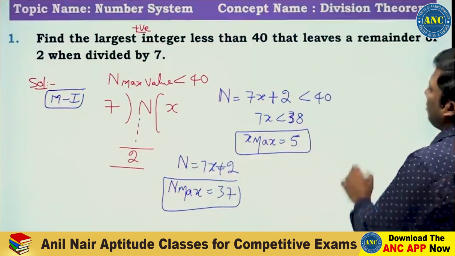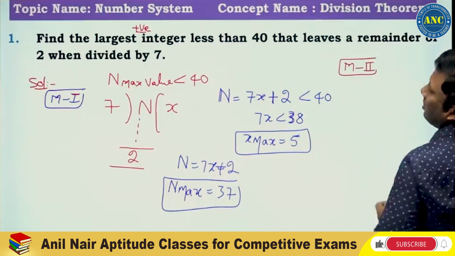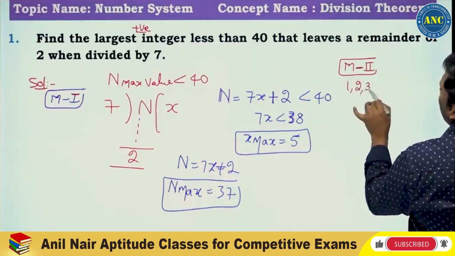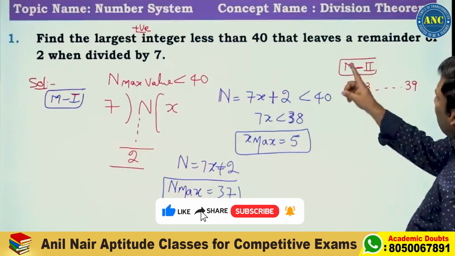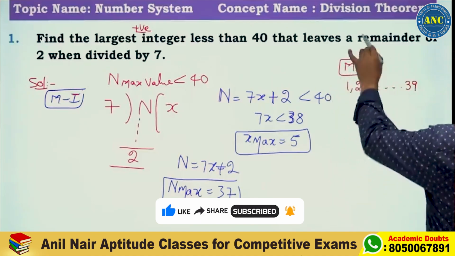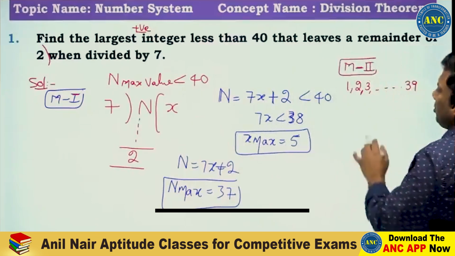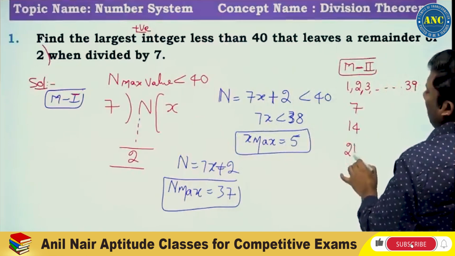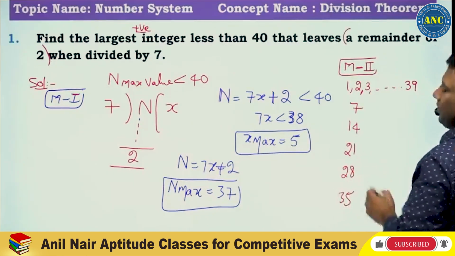Another way of looking at this question. Method 2. It is the largest positive integer less than 40: 1, 2, 3 and so on up to 39, that leaves a remainder 2 when divided by 7. Assume it does not leave a remainder 2. First multiple 7, second multiple 14, third multiple 21, fourth multiple 28, fifth multiple 35.